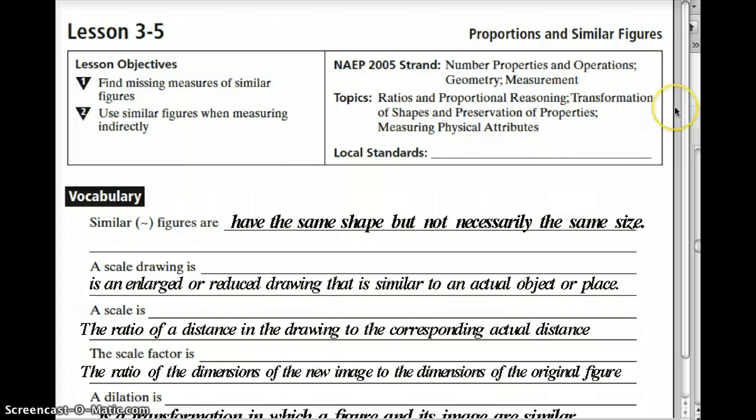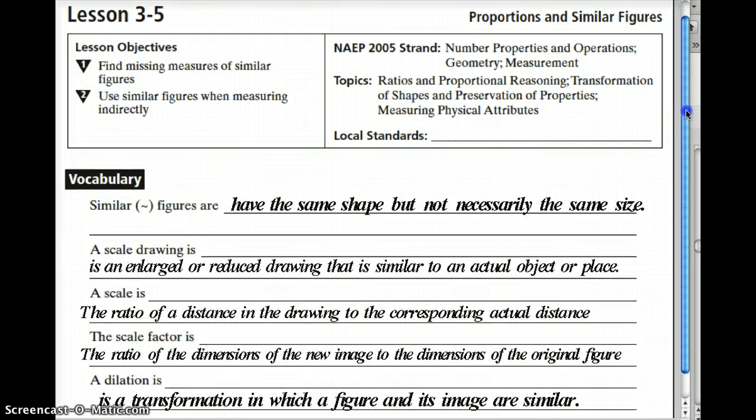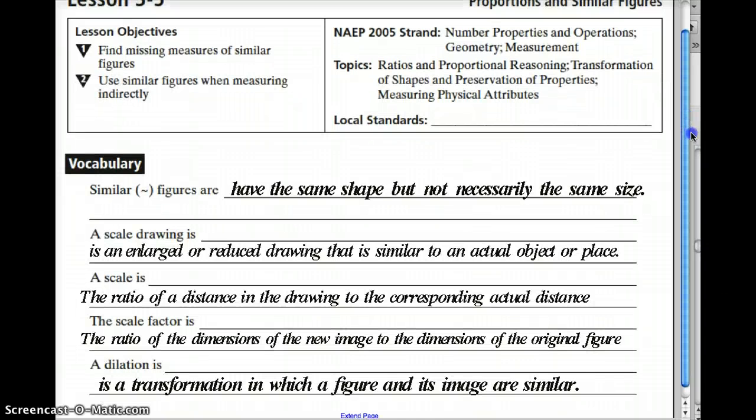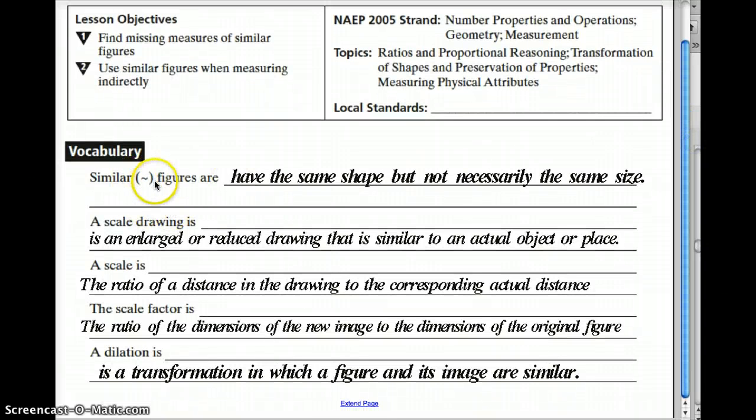Similar figures have the same shape but not necessarily the same size. Things tend to be proportional in similar figures. And we use the little squiggly symbol here to show similar. So they're not equal, but they're similar. So the same shape. So two triangles, two right triangles could be similar to one another.